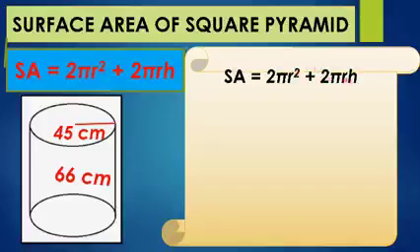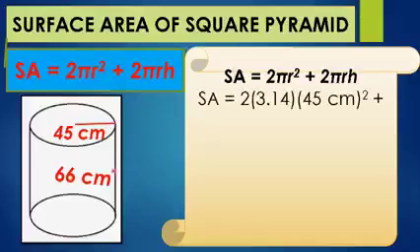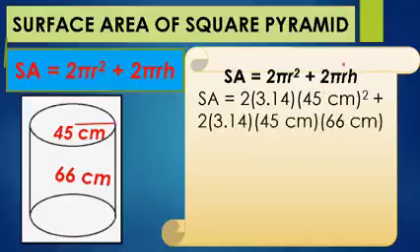Next step is to substitute. Okay, yung pi magiging 3.14, yung r magiging 45 centimeters, at yung h magiging 66 centimeters. Okay, that is the next step. The equation becomes 2 times 3.14 times the square of 45 centimeters plus 2 times 3.14, which is the value of your pi, times the radius, which is 45 centimeters, times the height, which is 66 centimeters.